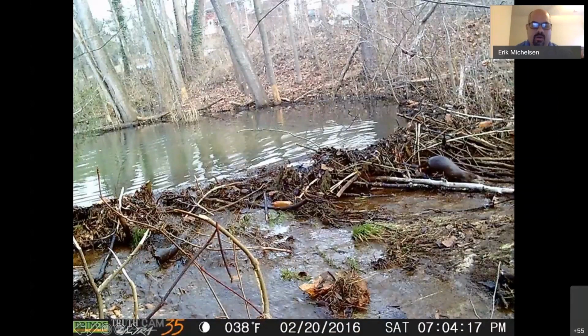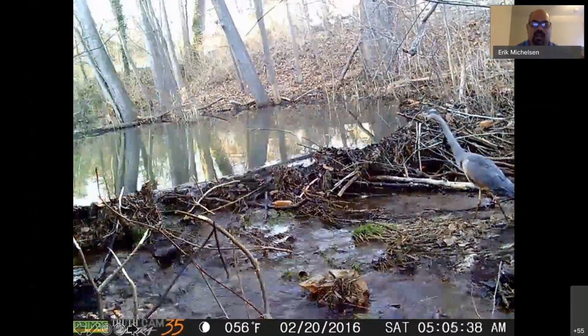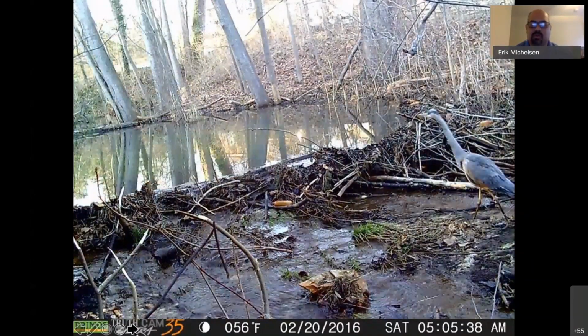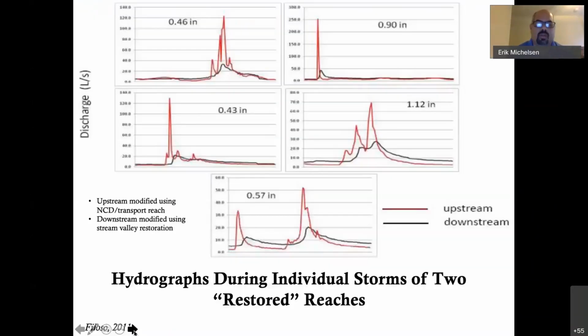You can see the river otter here scurrying off to the side. Habitat for all the sorts of things that great blue herons eat, amphibians, little fish, all that good stuff.